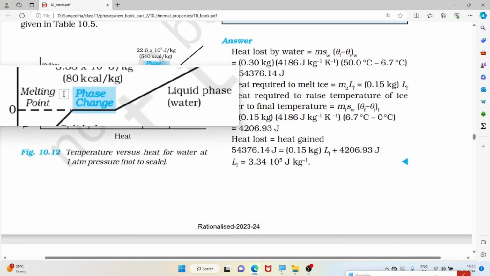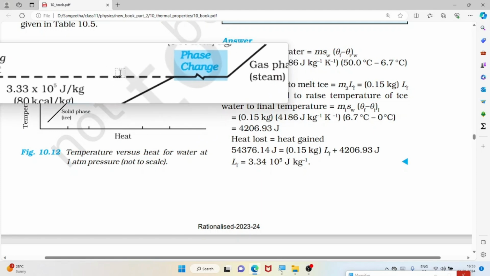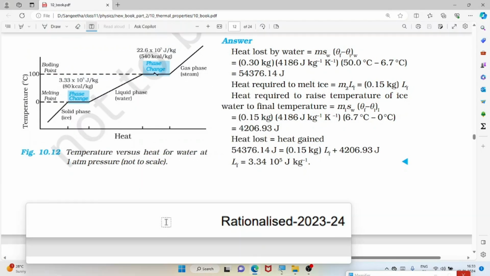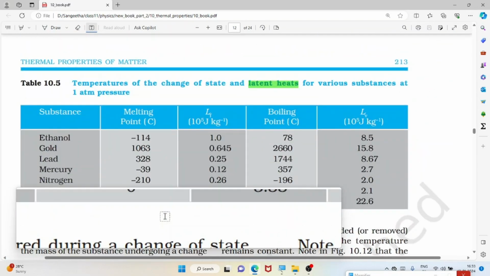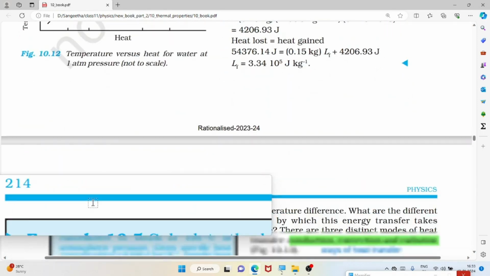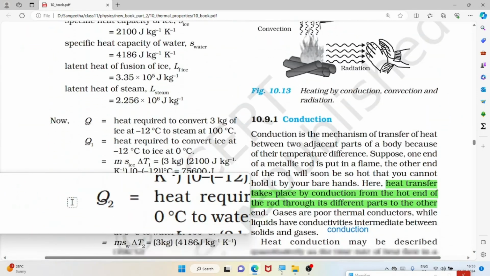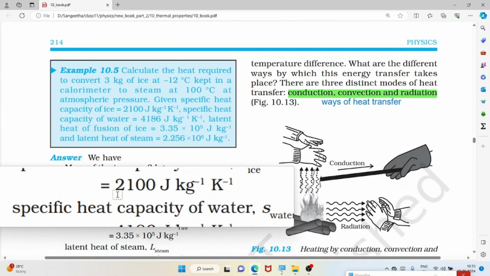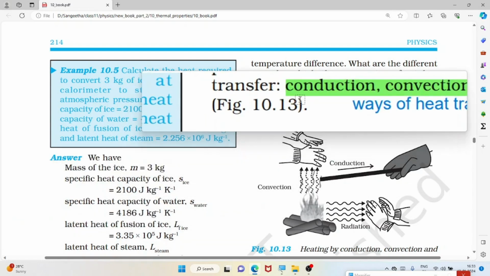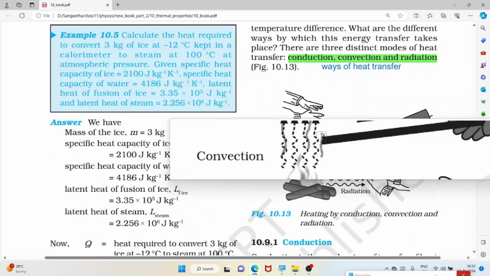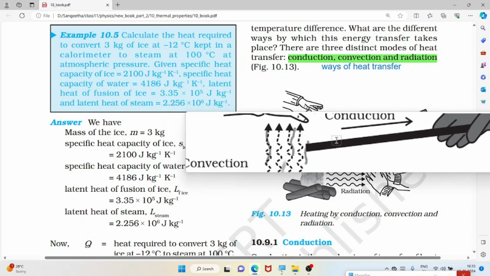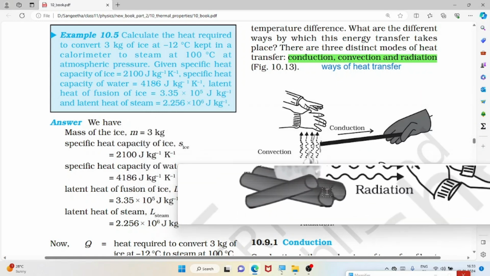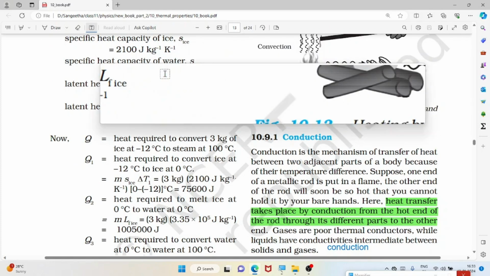These are the various heat values at different phases, gas phase and liquid phase, and phase transitions. Heat transfer: there are three modes, conduction, convection, and radiation. Conduction involves physical interaction. Convection is also a mode. In radiation there is no medium required.